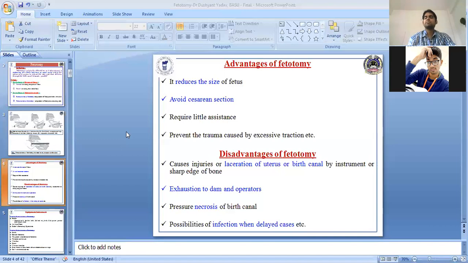And there is some possibility of infection in delayed cases. When you use fetotomy in delayed cases, there is some possibility of infection also.